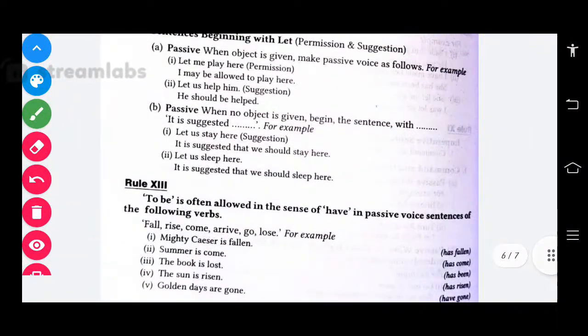Under this, even when the sentence starts with let, there is another rule. When no object is given, begin the sentence with it is suggested. Let us stay here. In this sentence, there is no object. If the sentence has an object, we have to say either suggested or may be allowed. And if there is no object, we have to start the sentence with it is suggested.